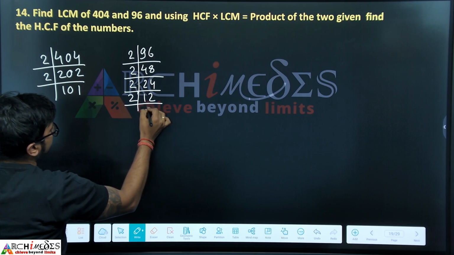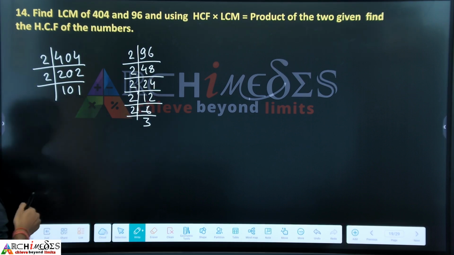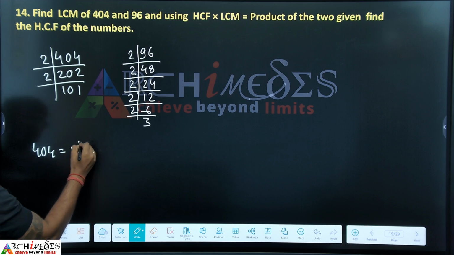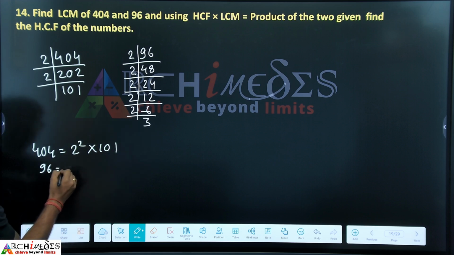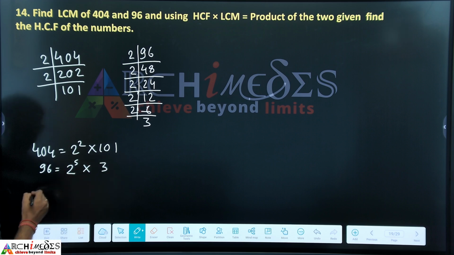2 6, 2 3. Any doubt? So can we write dear 404 as 2 square into 101 and 96 as what? 2 to the power 5 into 3. Okay, then what is the LCM?